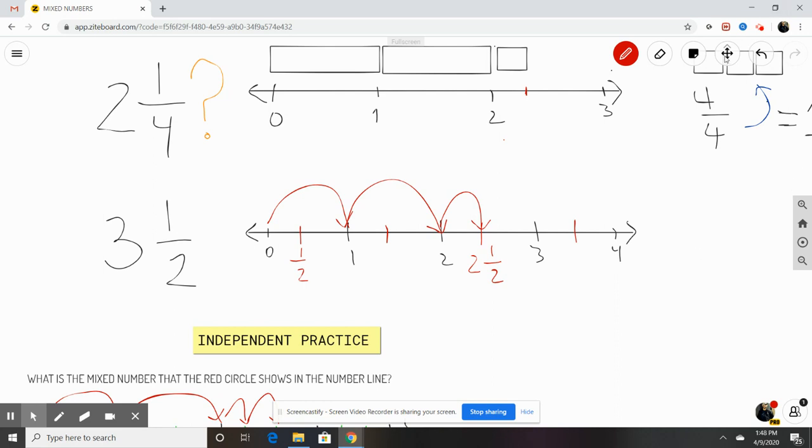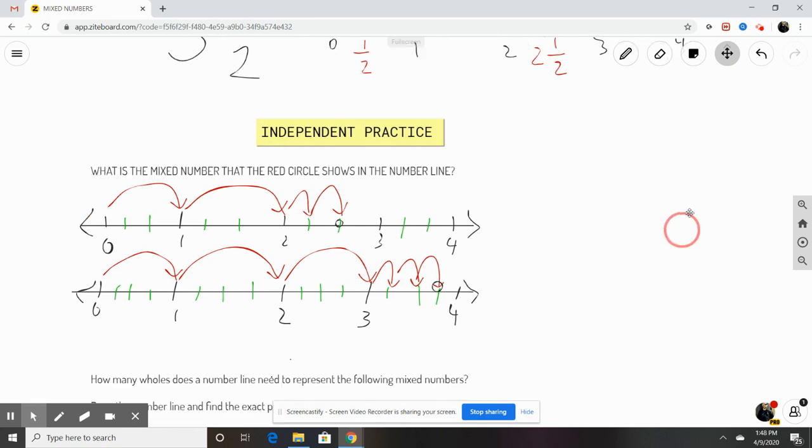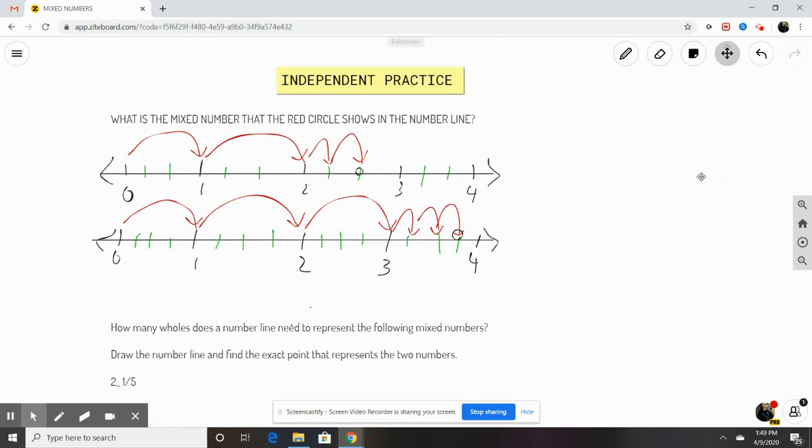Okay, so now you should be ready for your independent practice. There you go. I have 2 number lines, and I want you to figure out what mixed number the circle represents on the number line. What is this point? What is the mixed number that that point represents? And what is the mixed number that this point represents?